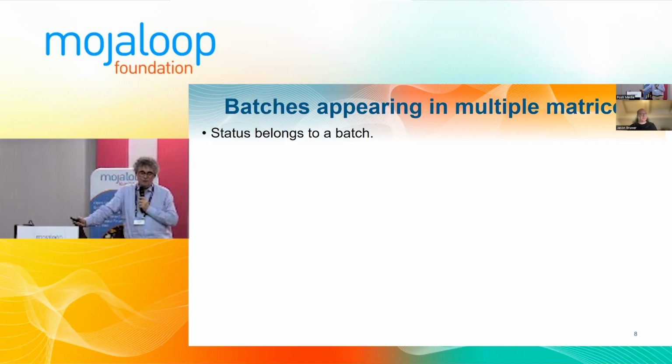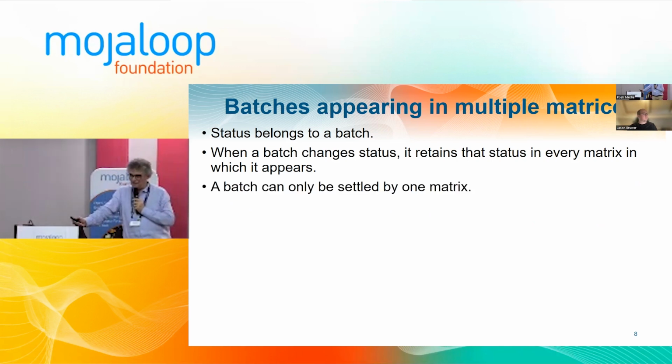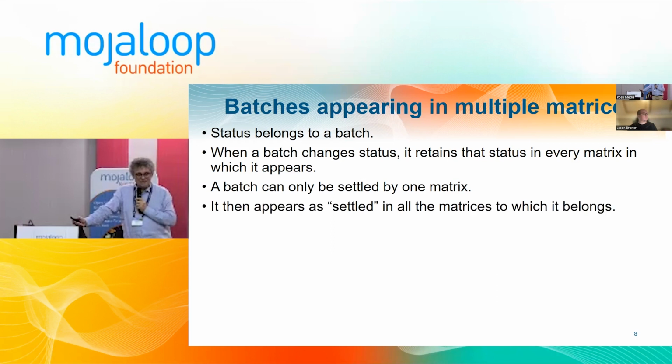So, what happens to batches that are appearing in multiple matrices? Well, the status belongs to a batch. And when a batch changes status, it retains that status in every matrix in which it appears. A batch can only be settled, though, by one matrix. And when it is, it appears as settled in all the other matrices to which it belongs.